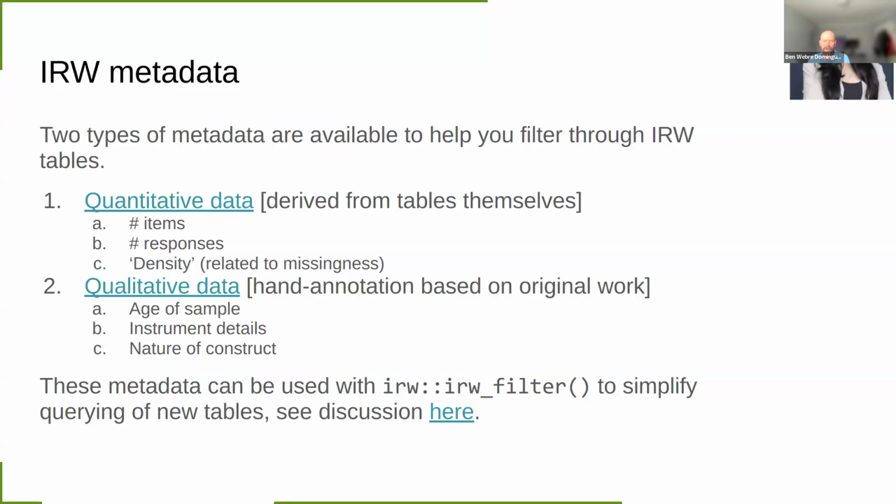These things and others are important elements that one would use to determine which IRW tables you want to work with. We also have done a lot of hand annotation of the IRW tables to give you information about the measures and the samples being used to generate the data that might be important. So for example, if you only want to work with data from children, we've tried to make that available. If you only want to work with cognitive constructs, we've tried to provide that kind of information. These types of metadata are really valuable for filtering and can be used with this IRW filter function to simplify the querying of the tables that you'd like to work with.